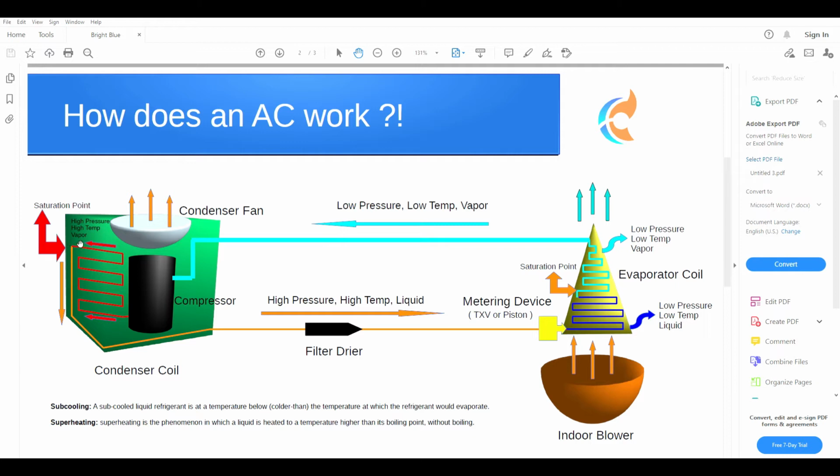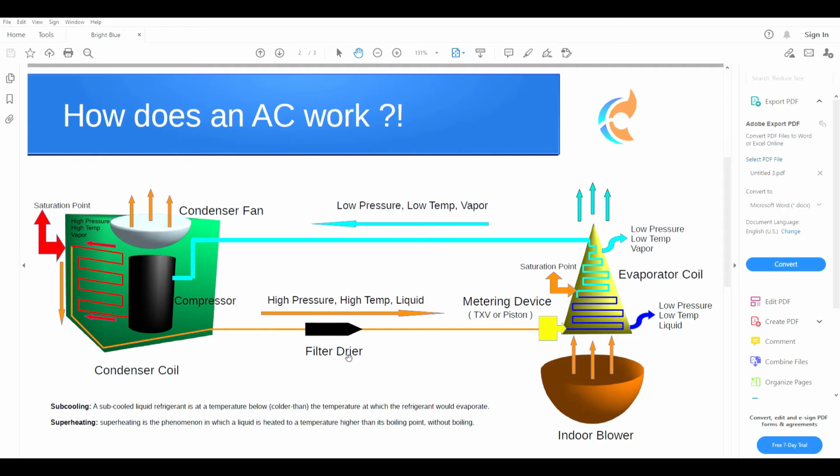And that happens at the saturation point, which is in the middle of the condenser coil. It's supposed to happen there. And we call that point the saturation point, where both liquid and vapor exist. As the refrigerant leaves the condenser, it should be fully liquid. So you will have a high pressure, high temperature liquid refrigerant traveling toward your evaporator coil.